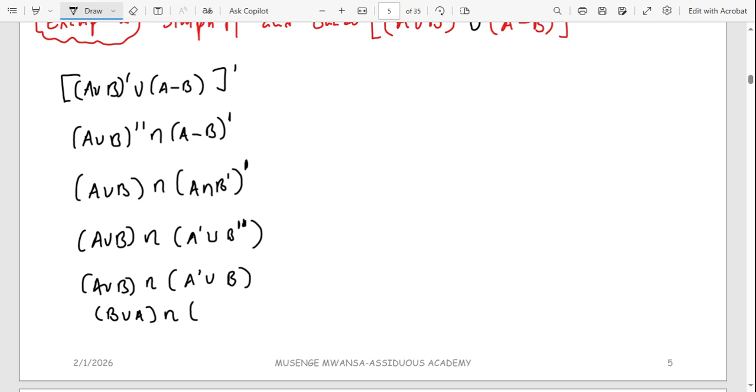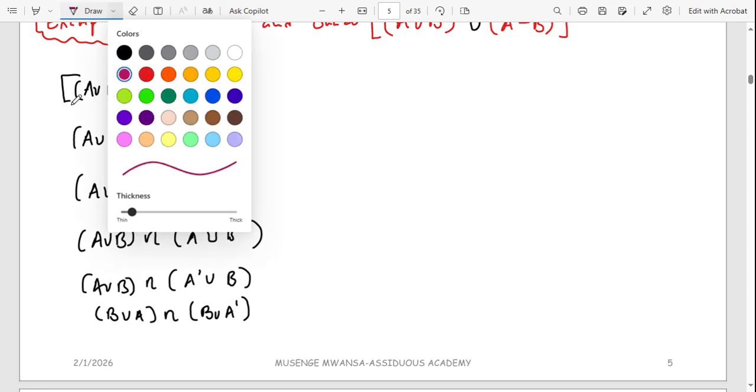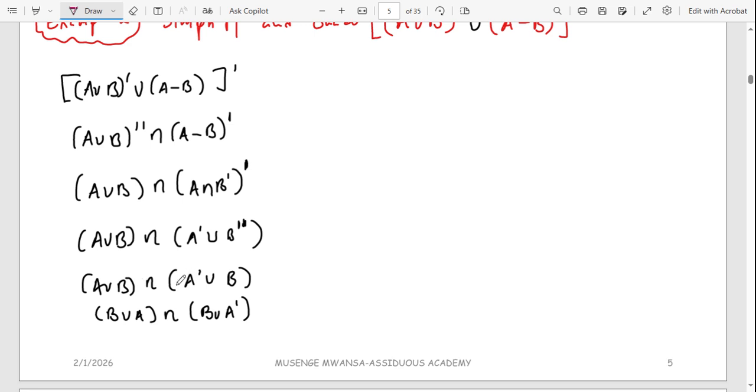Given any thought? Okay, Stanley, I've seen your hand up. You can go on. Very good. B union A complement. Now, I told you of the distributive law when we are going forward. The distributive law can also go backwards. So can you see that we have got B union here and we also have B union here? Okay? So it's like factorization. I'm going to get that B union. What has remained if I get B union is going to be an A.